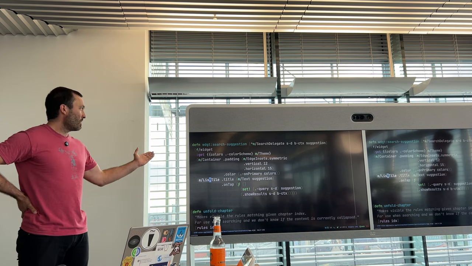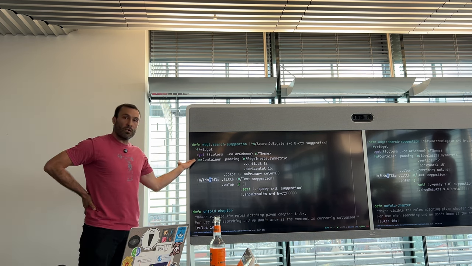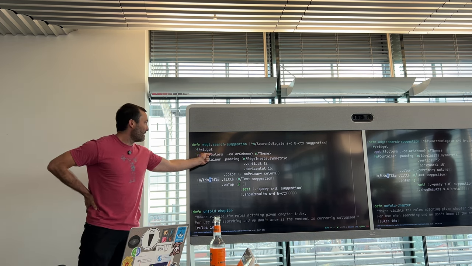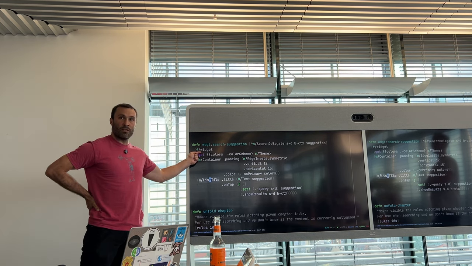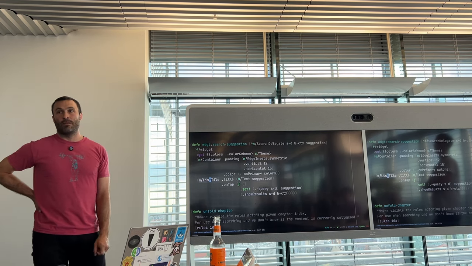Like the colors: we need colors from the theme. Give me the colors from the theme. This one line is like 5, 6, 7, 8 lines in Dart. I don't have time for that.